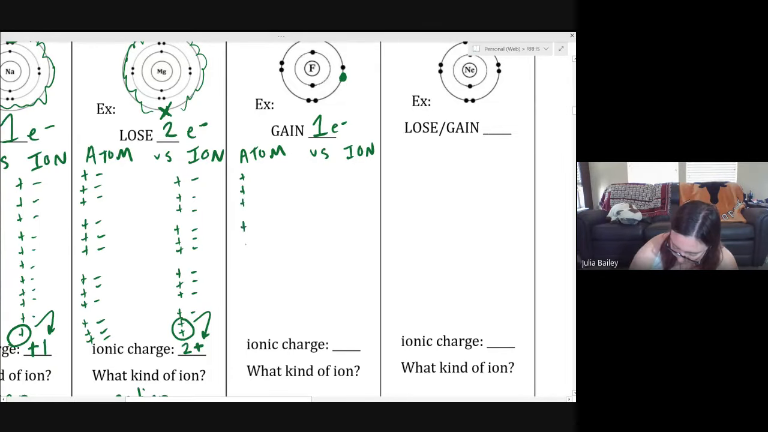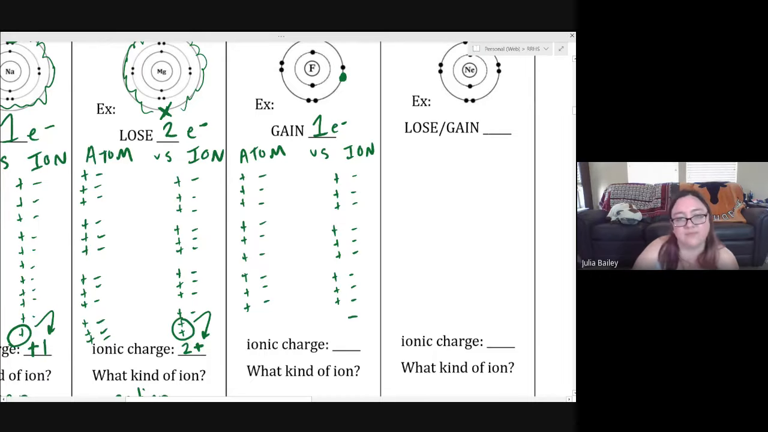protons and a fluorine ion has 9 protons, in the atom, those 9 protons are balanced by 9 electrons. Pluses and minuses have to be equal in a neutral atom. But in the ion, we have gained 1 electron. So instead of 9 electrons, there's a 10th one in fluorine. And that 10th electron contributes to a -1 charge because it's not balanced out by a proton.